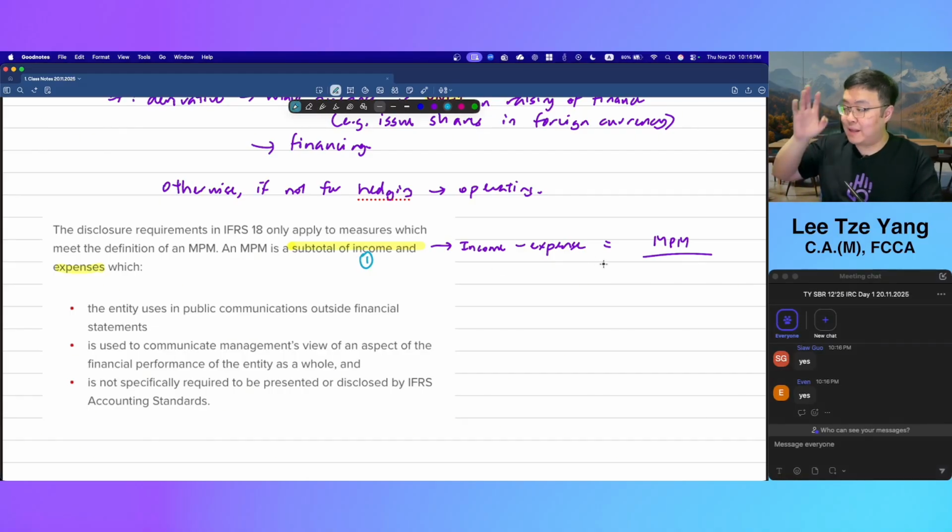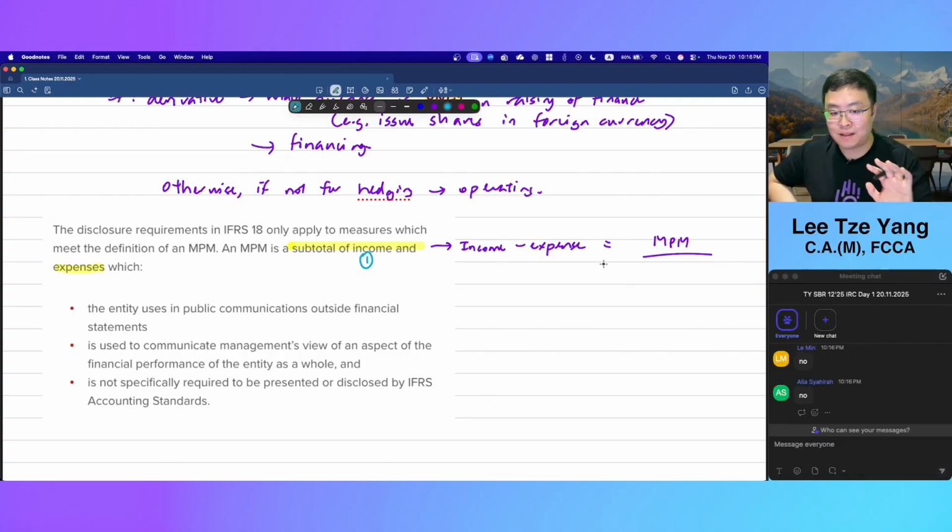Then I want to ask you. Let's say the management publishes, my company's total investment income is 1 million. Is that MPM? Yes or no? No, that one is an income measure. They don't minus expense, so that one cannot be MPM. MPM must be income minus expense. Okay, so that's the first one.